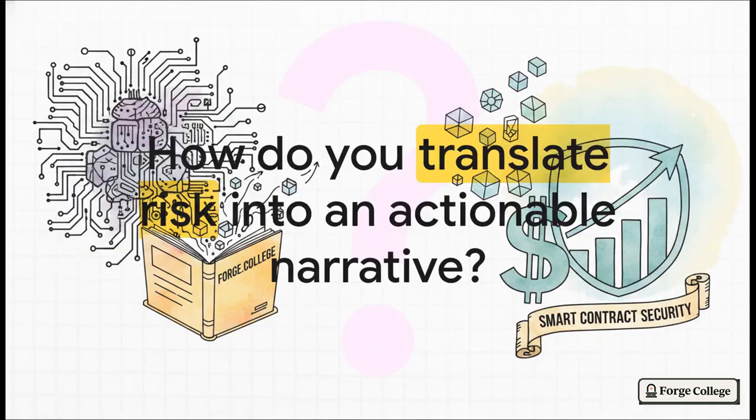So, your findings are confirmed, documented, and fully reproducible. Now for the big question. How do you translate this highly technical risk into a compelling narrative that stakeholders will actually act on? Finding the bug is really only half the battle. Explaining why it matters to the business is the whole other half.